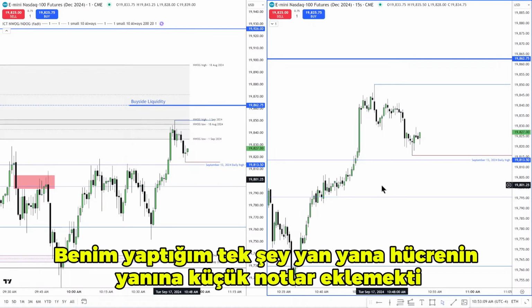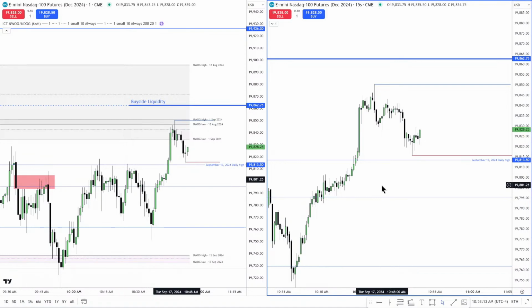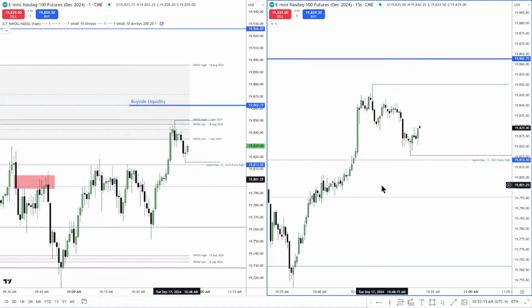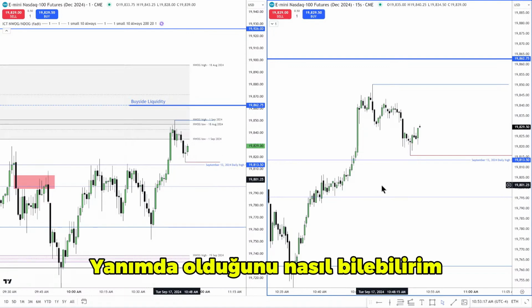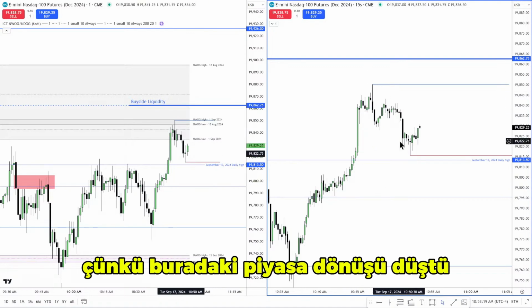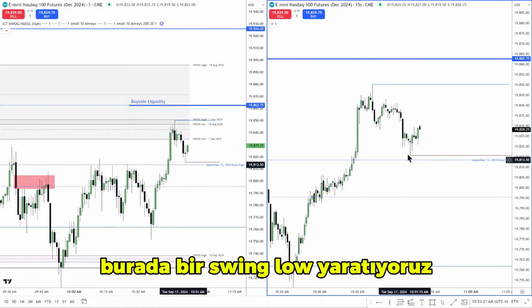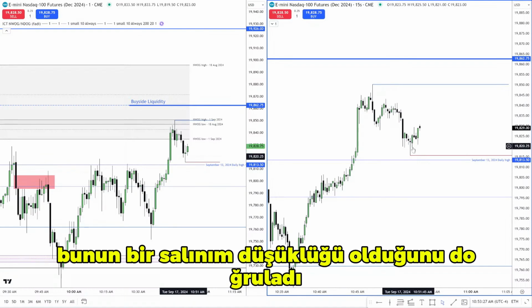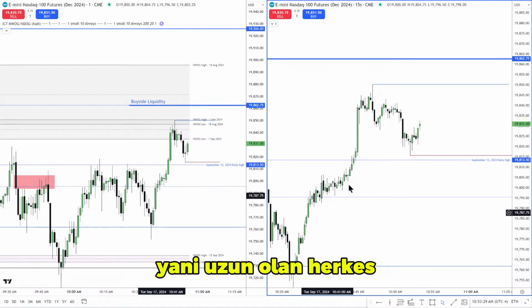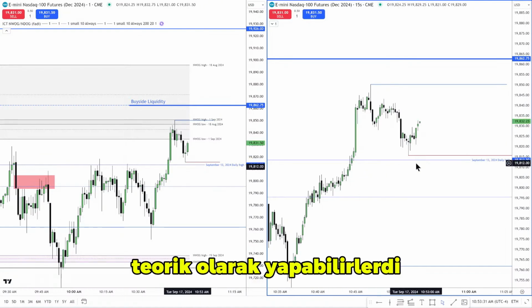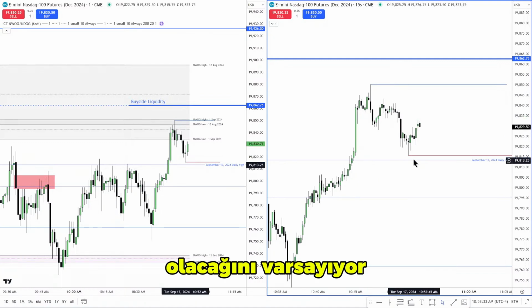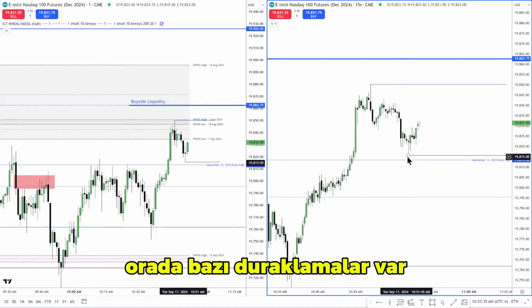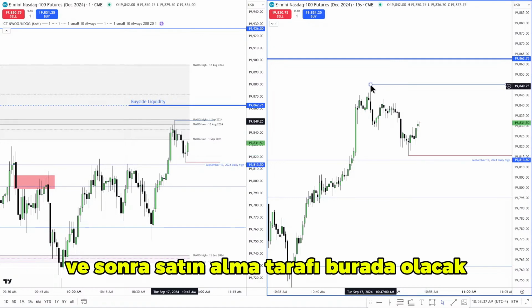All I just did was annotate the minor buy side and sell side. How do I know that there's buy side? Because the market turned here and went lower. We created a swing low here, and this candlestick right there, as soon as it closed, validated this as a swing low. So anyone that's long could theoretically, and that's all we're doing, theoretically, assume that there's going to be some measure of stops below there. And then the buy side would be here.